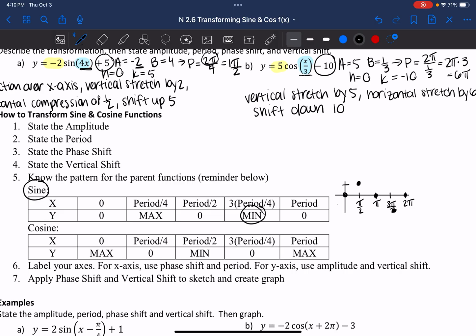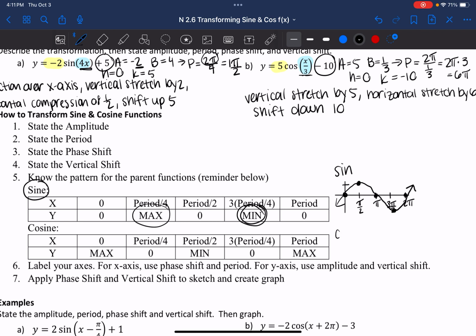So we said yesterday our parent function for sine looked something like this, where our 1 and -1 were our maximum and our minimum, according to this chart. Any changes we make are made to these points.